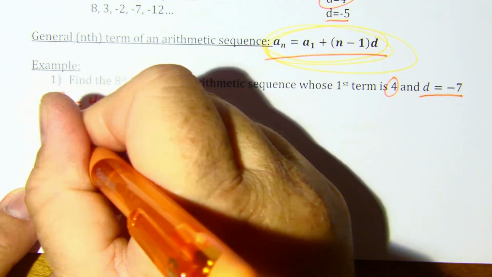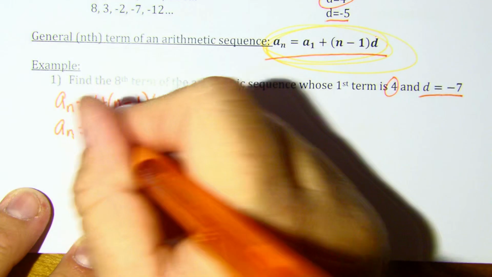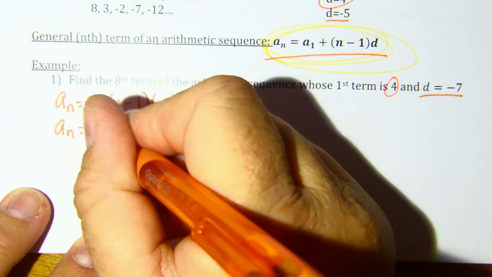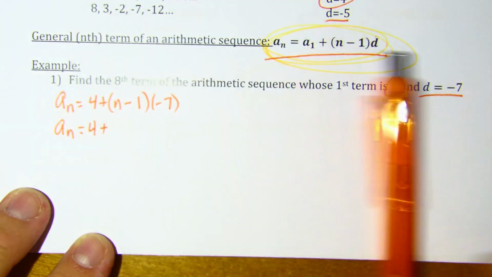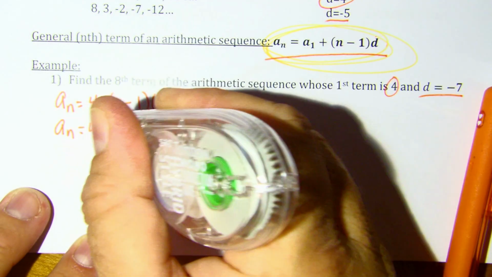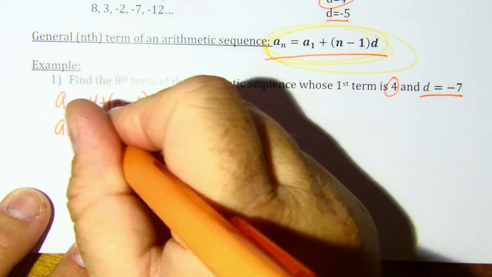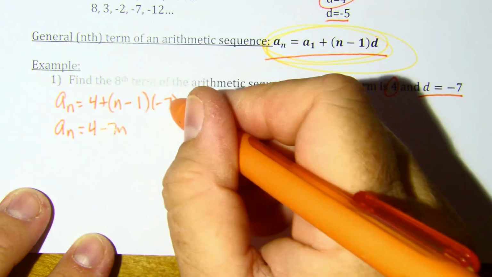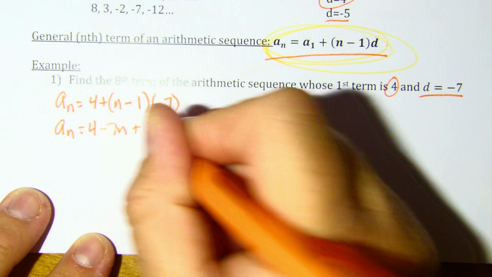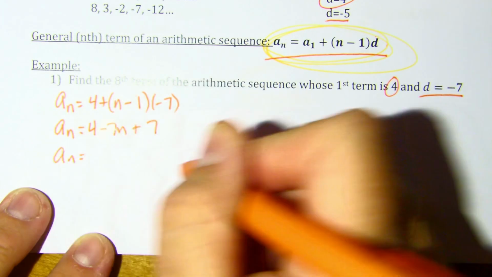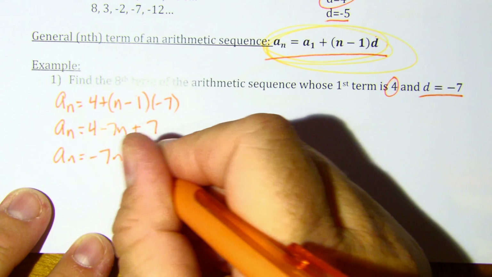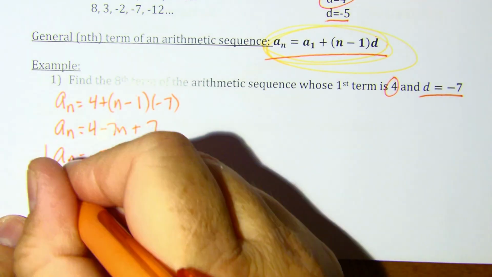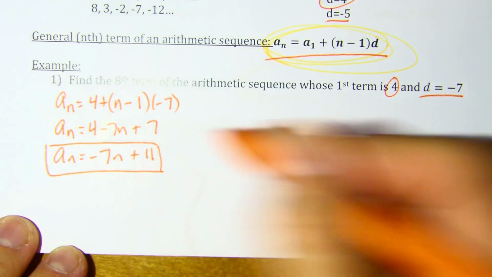So the general form here is 4 plus -7 times n minus 1. Let me get rid of this plus sign here. Minus 7n, and then -7 times -1 is plus 7. So a sub n is equal to -7n, and then 7 plus 4 is 11. So now that I have this general formula, I can find whatever term I want.